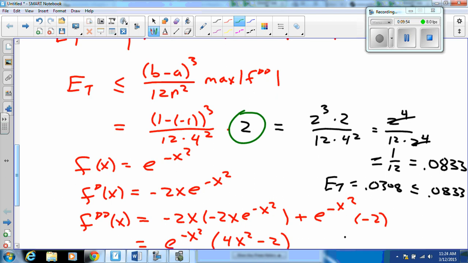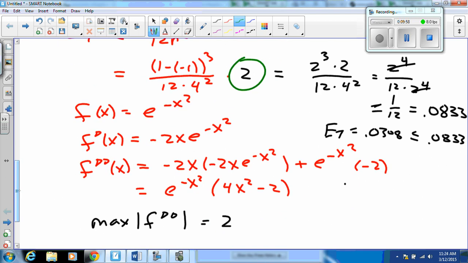So the key thing that a lot of people were missing was how to find the maximum of the absolute value of f double prime. And the answer is you compute f double prime by hand and then find the maximum of its absolute value by calculating.